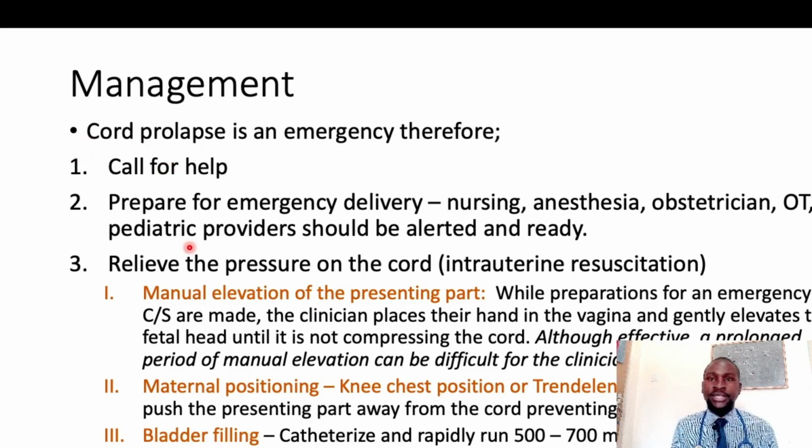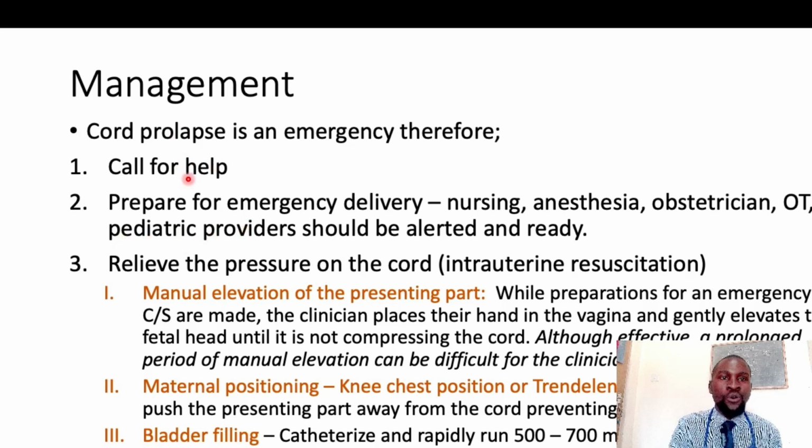Start preparing for emergency delivery, okay? The nursing team, the anesthetists, obstetricians, the theater, okay? Pediatric providers, all these people should be alerted and they should be ready. You may need to perform a cesarean section, so you may need anesthesia, obstetricians, and the operating theater to be ready. You may need theater nurses, the nursing team should be there. Even pediatric providers specialized in pediatric care and neonatal resuscitation. So you need these to be ready.